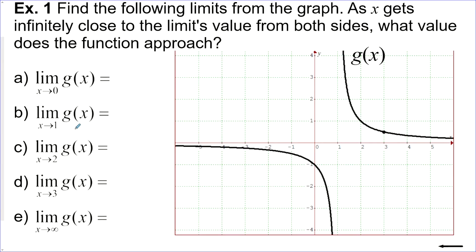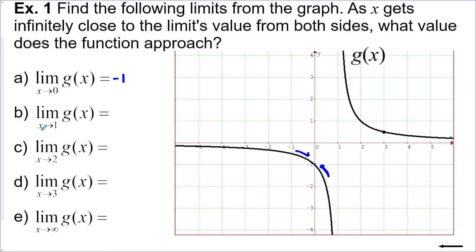First one is the limit of g of x as x approaches 0. So here is x equals 0, and we want to approach it from the left and also approach it from the right. What value does the function get closer and closer to? We can see that the function gets closer and closer to -1, and it actually equals -1 here in this case. But we don't care at the exact point, it's just getting closer and closer. So this one is -1.